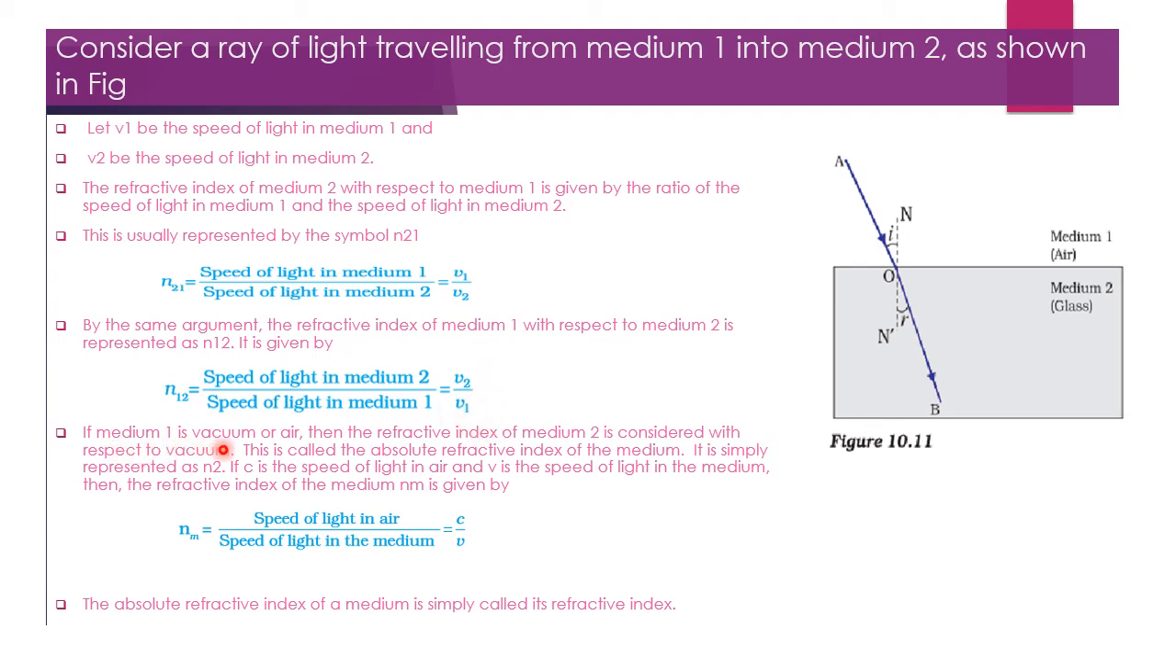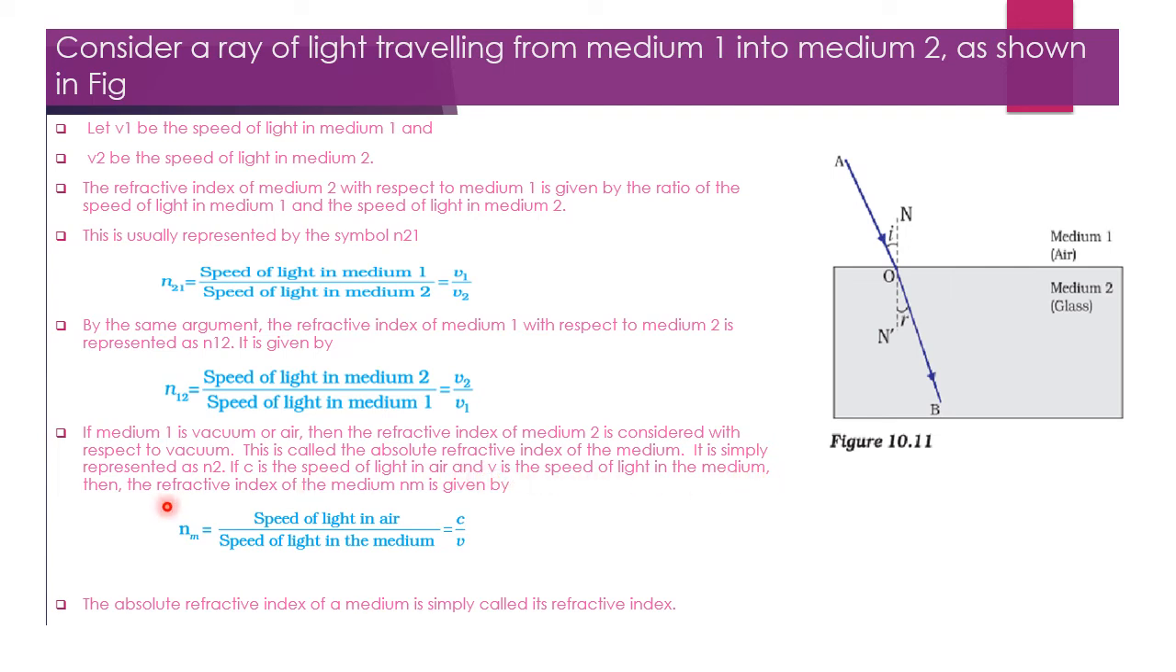Now if medium 1 is vacuum or air, then the refractive index of medium 2 is considered with respect to vacuum. If it is vacuum or air, it is considered with respect to vacuum. And this is called the absolute refractive index of the medium. When it is compared with respect to air or vacuum, it is called absolute refractive index, and it is simply represented by N2.